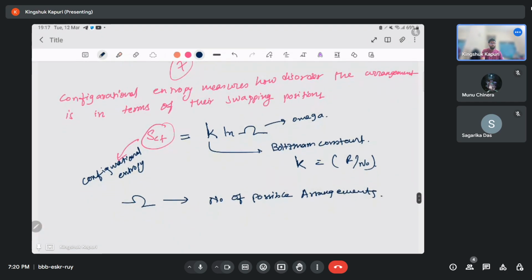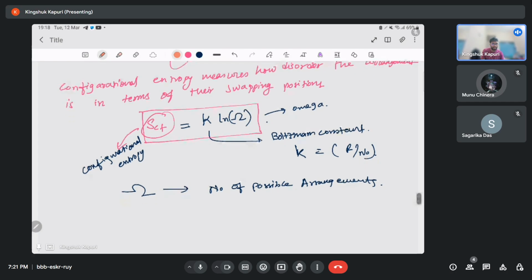Clear? Now what do you mean by omega? K ln omega. The ln is the natural logarithm. This is the natural logarithm. Nothing to be worried about. This equation looks a bit difficult, but it is a very simple equation.